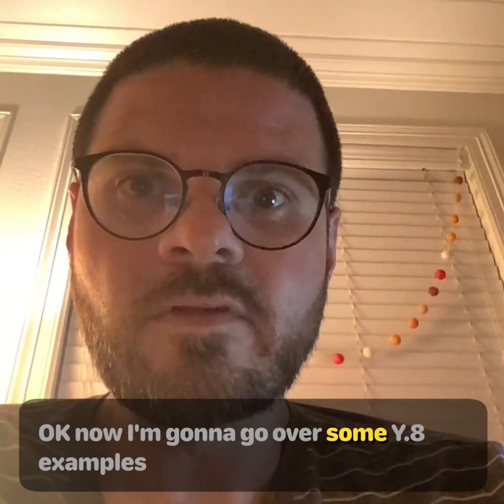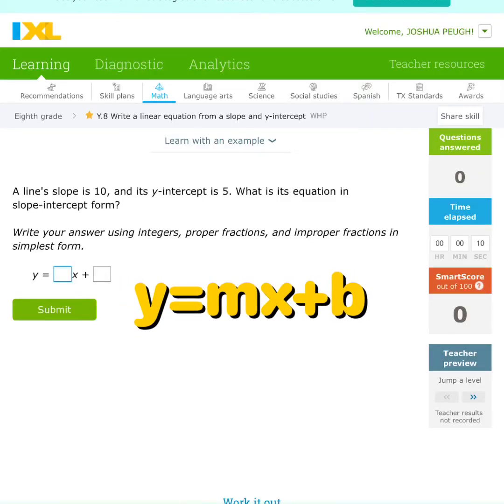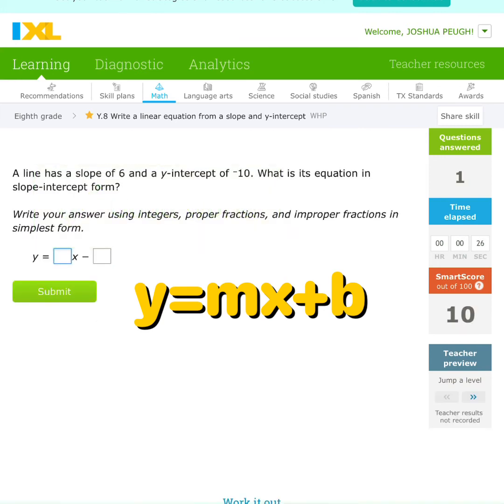Okay, now I'm going to go over some y8 examples. Y8 examples, you have the slope and the y-intercept. So you're just going to practice writing it in the right form. Y equals mx plus b. So if the slope is 10, slope is the first number, so it goes with the x. So slope always goes in front of the x. And y-intercept is 5. There's already a plus 5 there. So that's all you're doing.